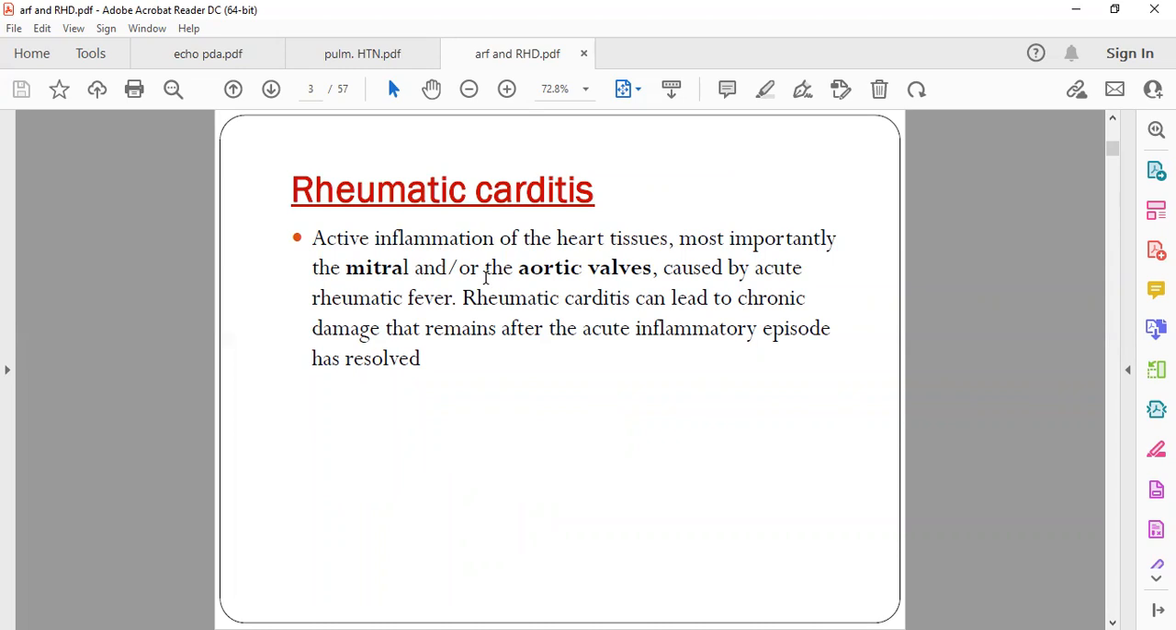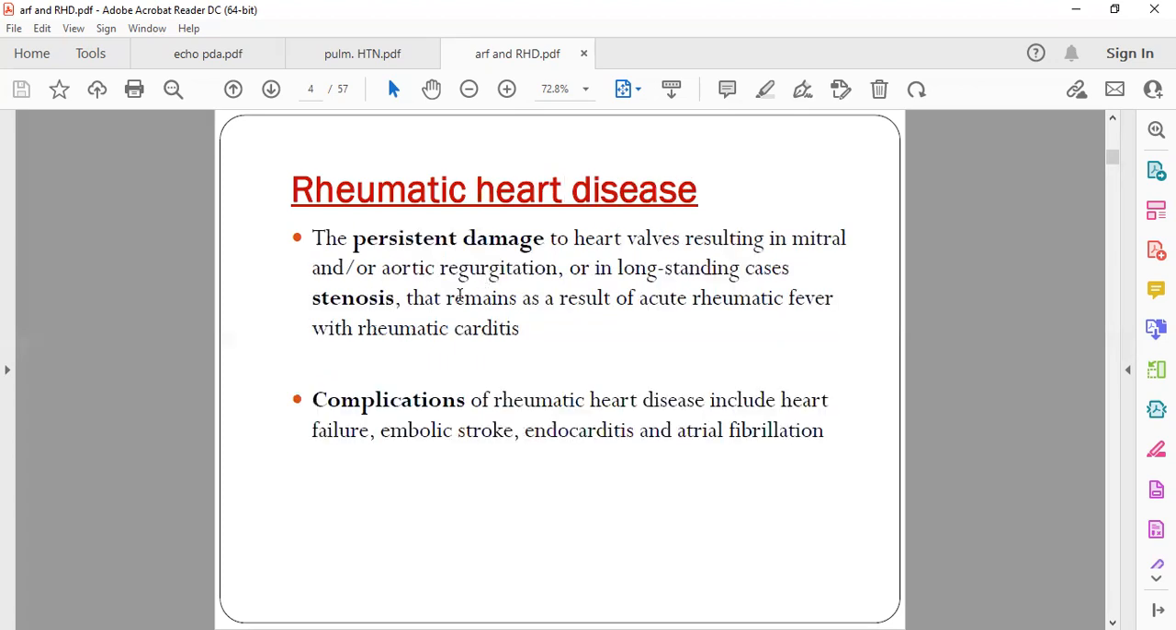In acute settings, it most commonly leads to regurgitation. In a chronic setting, as the infection keeps going, it keeps getting deposited on the valve and leads to calcification, which causes mitral stenosis or aortic stenosis. The persistent damage to the heart valves leads to either regurgitation, most commonly mitral or aortic regurgitation, or in a long-standing case, may lead to stenosis.